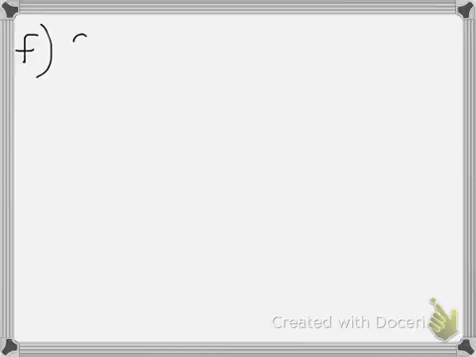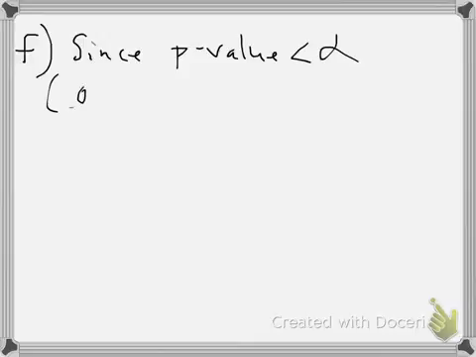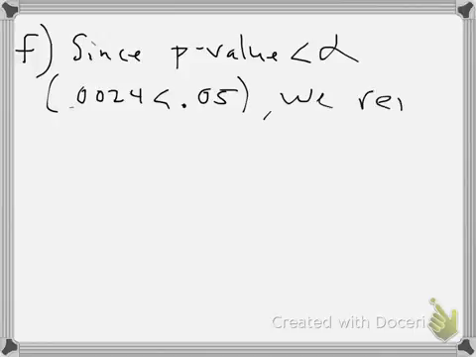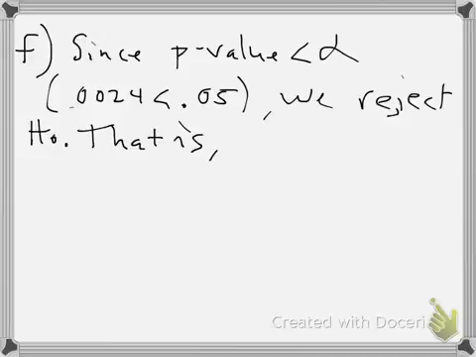So my decision, and I want to mention that since my p-value is less than alpha, that is, again, 0.0024 is less than 0.05, we reject the null hypothesis. That is my decision. So what does this mean in context? I like to put this little "that is" to kind of say, this is what I mean in non-math speak. That is, there is convincing evidence.